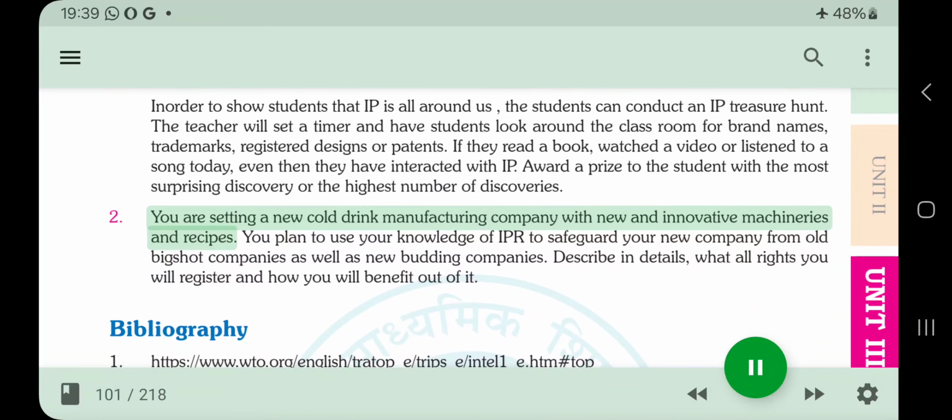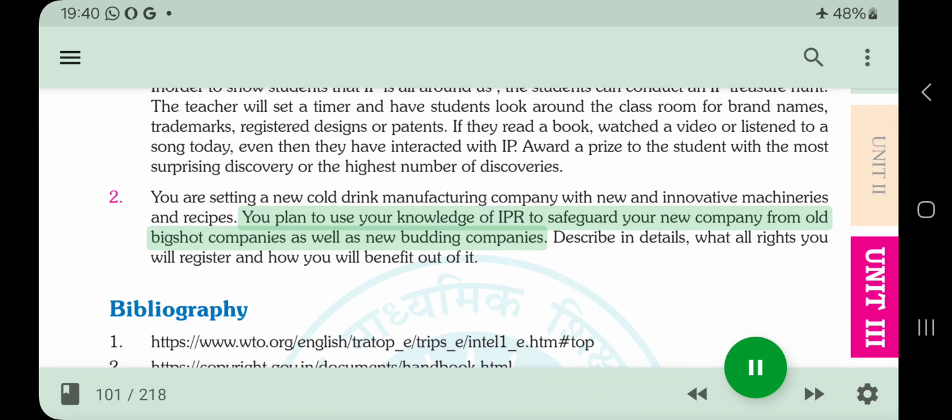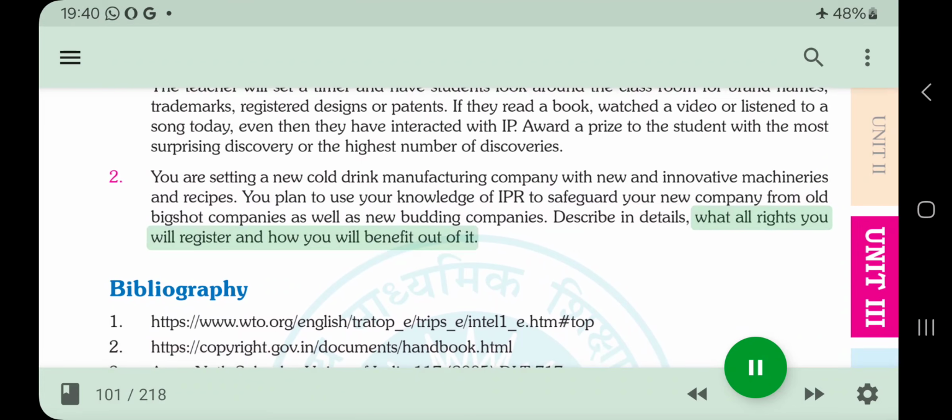2. You are setting up a new cold drink manufacturing company with new and innovative machineries and recipes. You plan to use your knowledge of IPR to safeguard your new company from old big shot companies as well as new budding companies. Describe in detail what rights you will register and how you will benefit from it.